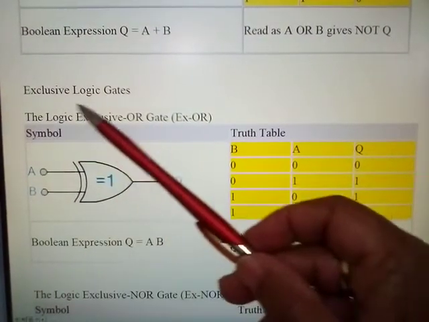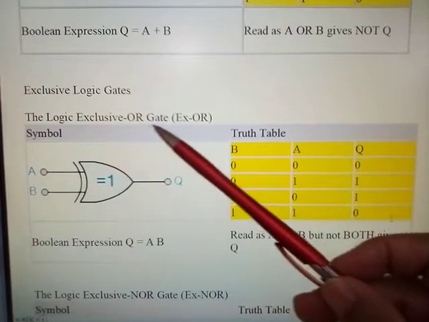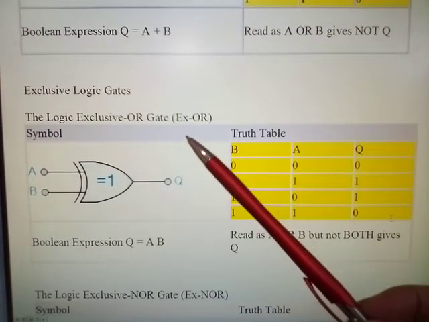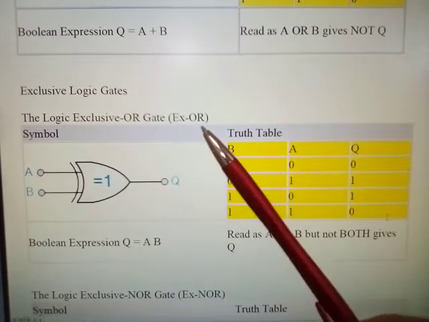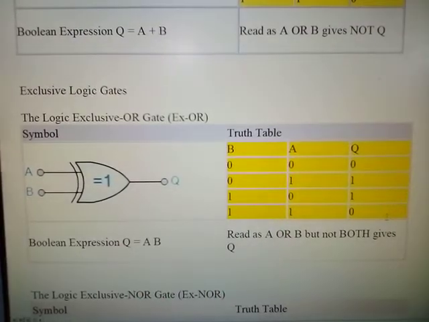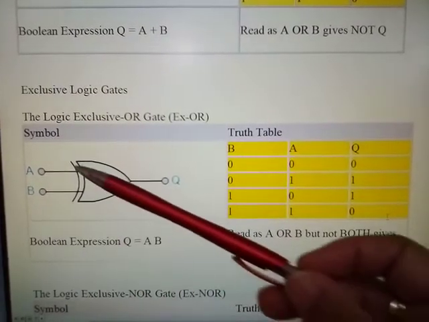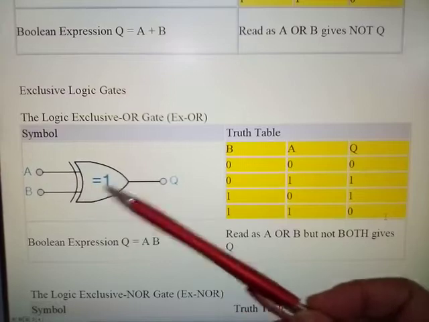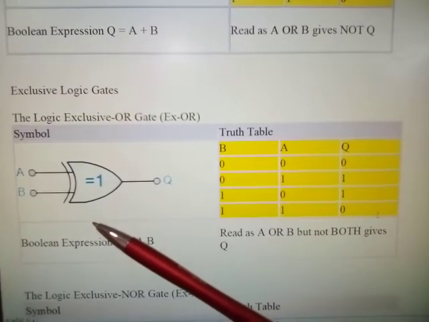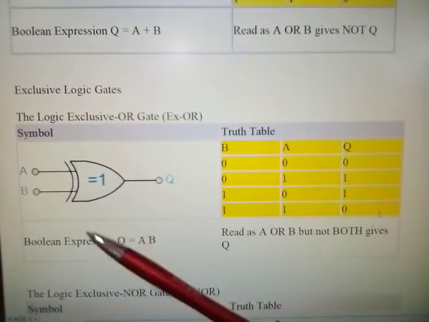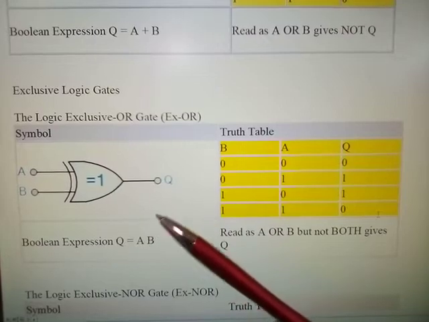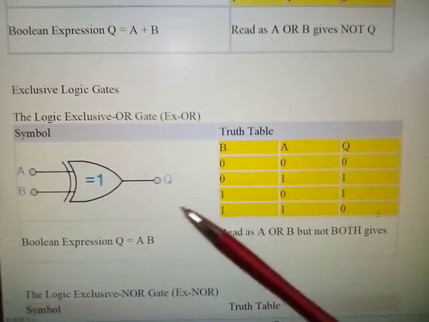Now, exclusive logic gates. Now, the logic exclusive OR gate, EX-OR, I should say. Now again, that's your symbol. Okay, keep it in mind. Draw it out. Become familiar with it. Know which gates you're talking about, because the truth table for each one is different.